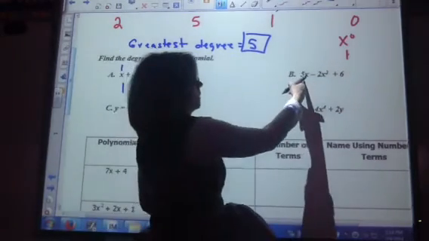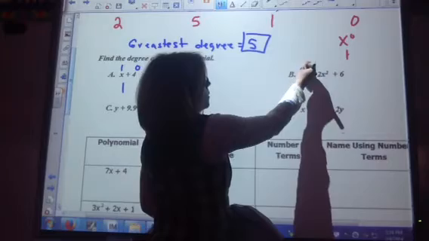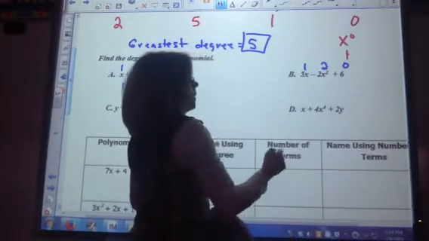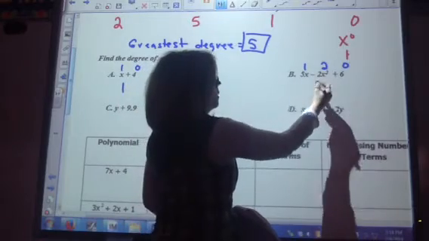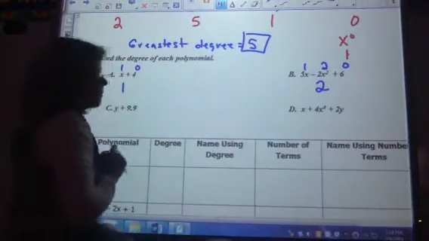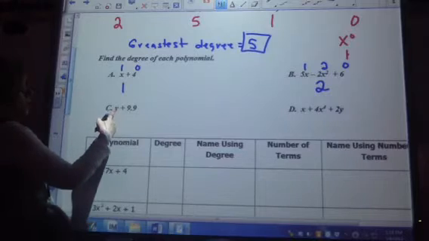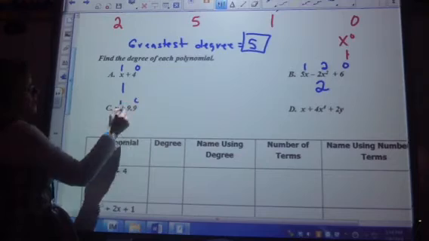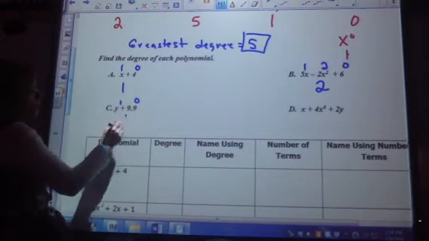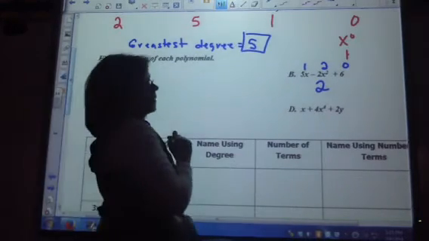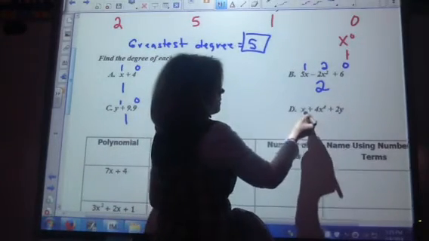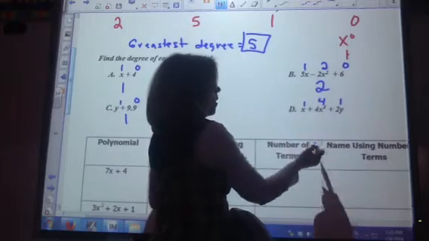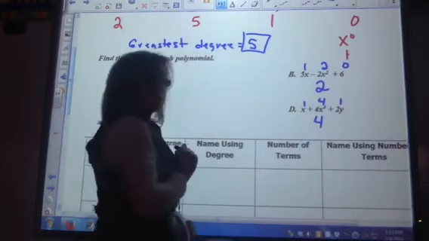All right, let's look at this one. The greatest degree of this first term is 1. Of this one is 2. Last one is 0. So the degree of this trinomial is 2. We got this binomial. Y has an exponent of 1. The constant is 0, so the degree of this binomial is 1. We've got this trinomial. First term is 1. Second term is 4. Last term is 1, so the degree of this trinomial is 4.